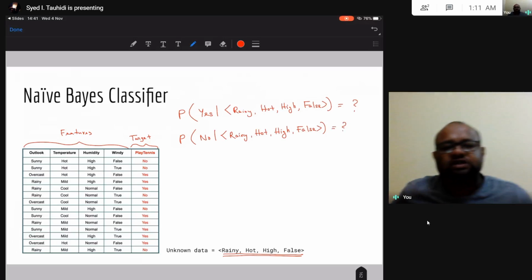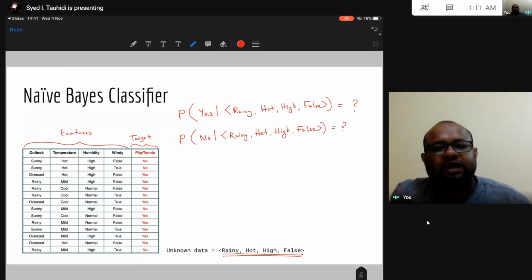Okay, so these are the two probabilities that I am going to find. The probability that the person is going to play given this data, and the probability that the person is not going to play given this data.